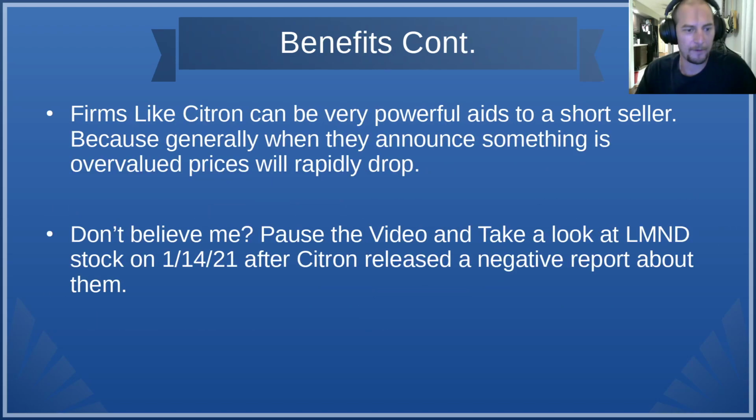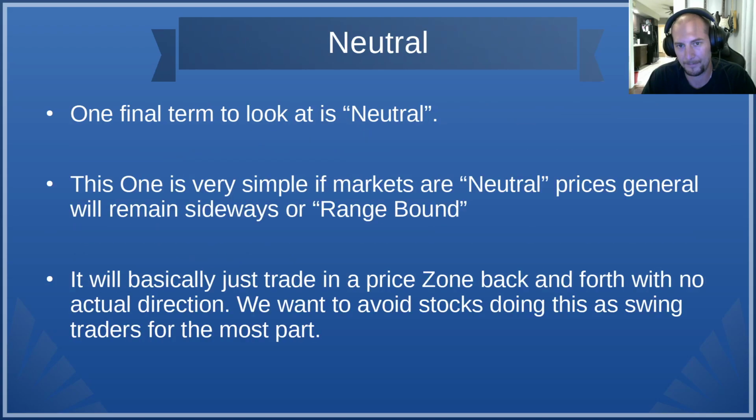So firms like Citron can be a very powerful aid to a short seller, because generally if they announce something is overvalued, the price of that stock will quickly drop. If you don't believe me, just go ahead and pause this video and take a look at the Lemonade ticker, that's LMND, on January the 14th of 2021. And then go look at the report Citron released right before that drop happened.